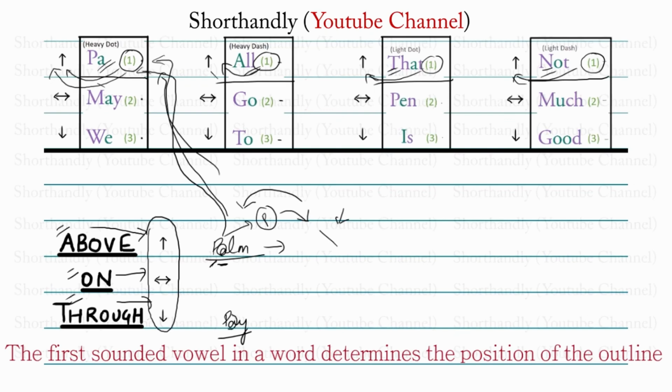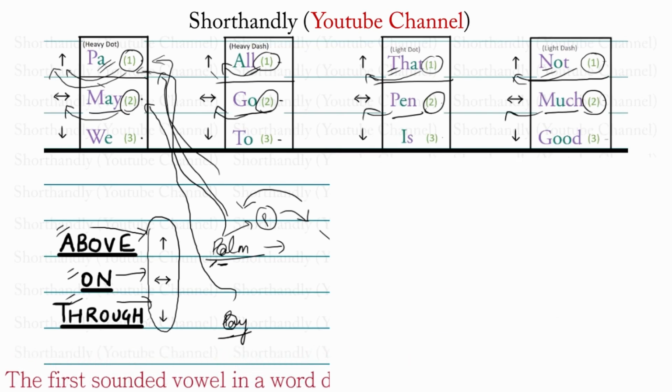So we have this A vowel now this time, and A is the same as we have in "may" vowel. As you can see, "may" is a second place vowel, and we have this on the line sign here, or on the line symbol. All the second place vowels like may, go, pen, and much, all these four vowels are second place vowels, and all these four vowels have this on the line symbol.